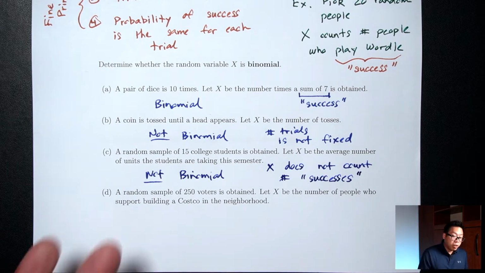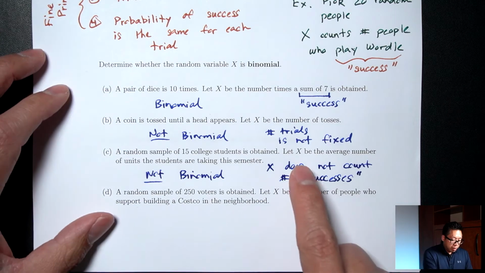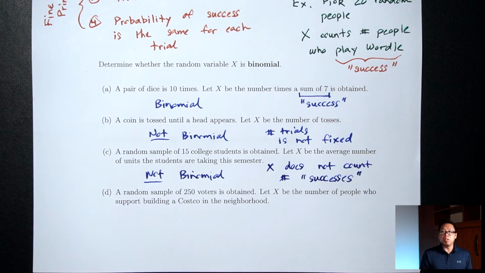So one way we can turn this into a binomial random variable is to say, let X be the number of students that are taking more than 12 units. So more than 12 units would be our characteristic that we're counting. So more than 12 units would be our success. So now that would be a binomial random variable.